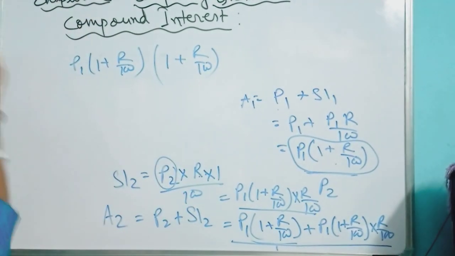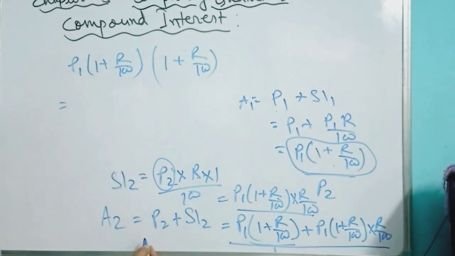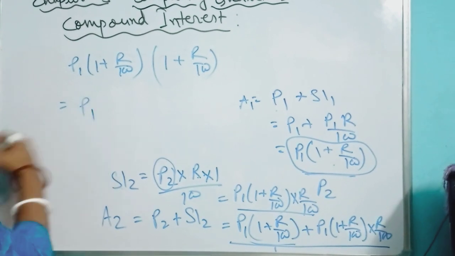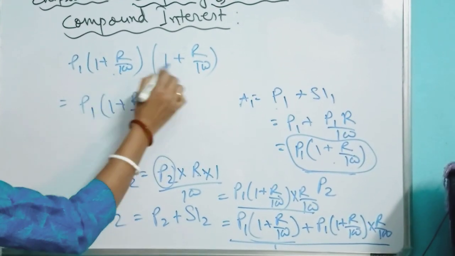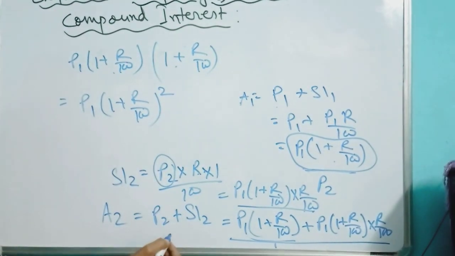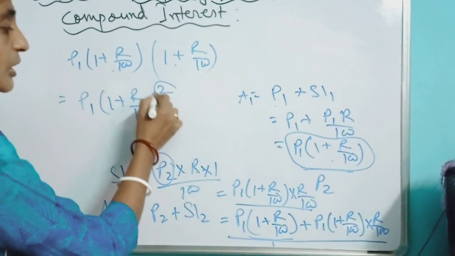So ultimately what can I write after the completion of 2 years? 2 years we have completed, 2 terms we have completed. So I am getting P1 into 1 plus R by 100, and it has been repeated 2 times. That means I can put it here, 2. So as we have done it for 2 terms, that means for 2 years, that power becomes 2.